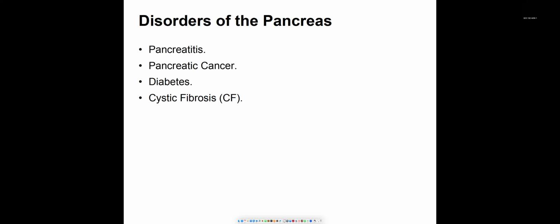You have diabetes, primarily diabetes mellitus type 1 and type 2. Type 1 requires insulin. Type 2 is usually resistant to insulin, leading to high blood sugar. You have cystic fibrosis. This is a genetic disorder affecting the pancreas and other organs, caused by a thick mucus buildup, leading to digestive and respiratory issues.